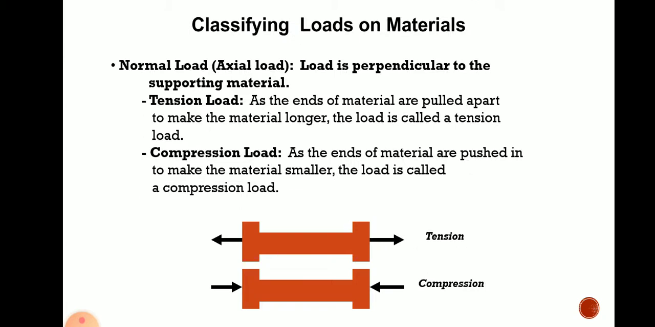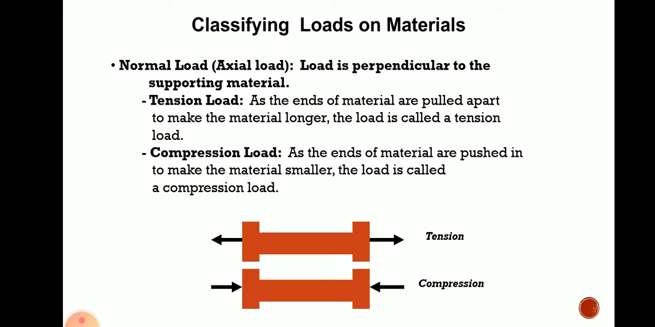So before starting the actual tensile test, we will first understand what kind of loads are acting on the material and what is stress and what is strain, because those things are useful in the tensile test. That's why we'll study this. Firstly, the normal load or axial load is acting on the component. The load is perpendicular to the supporting material, which is nothing but a normal load. A normal load may be a tensile load or a compression load.